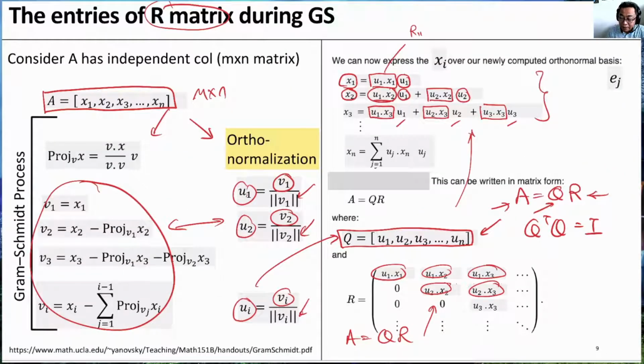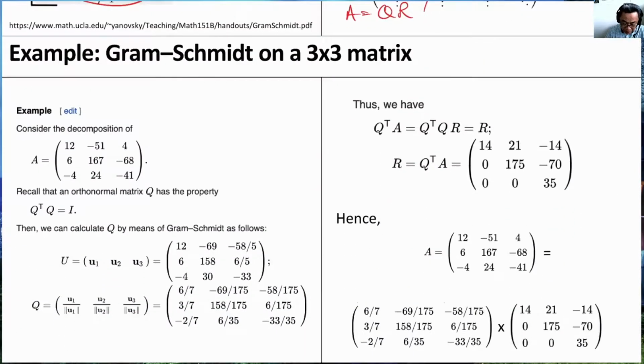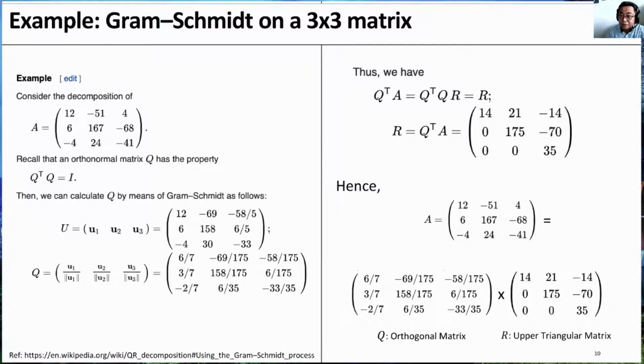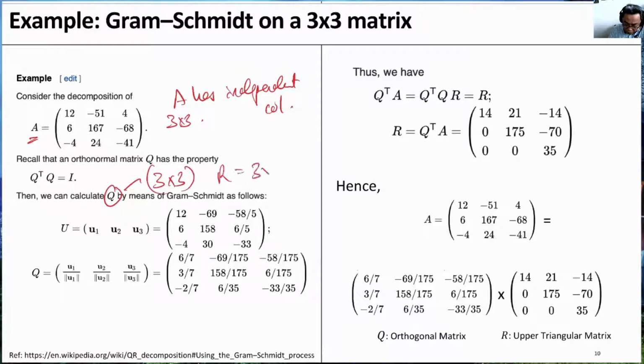To have a concrete example, let us now perform a Gram-Schmidt decomposition on a 3 by 3 matrix. So A is square, and in this example, A has independent columns, and then if A is 3 by 3, Q would be 3 by 3, and then R would also be 3 by 3. Okay, so please proceed to work this out.